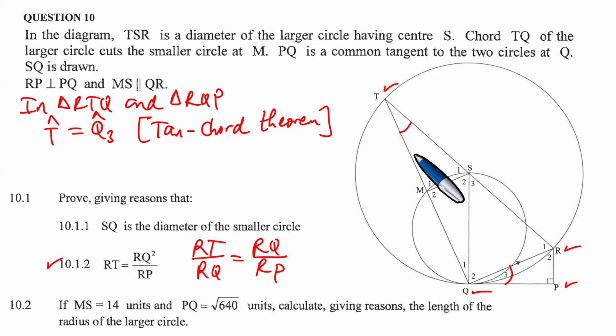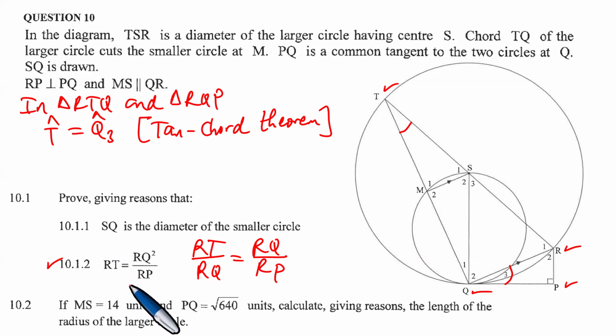Okay, tan-chord theorem. So look at this and think about it. So the angle T is equal to Q3. The angle T is equal to Q3. So yes, it's the tan-chord theorem from grade 11. Okay, next. Next point.